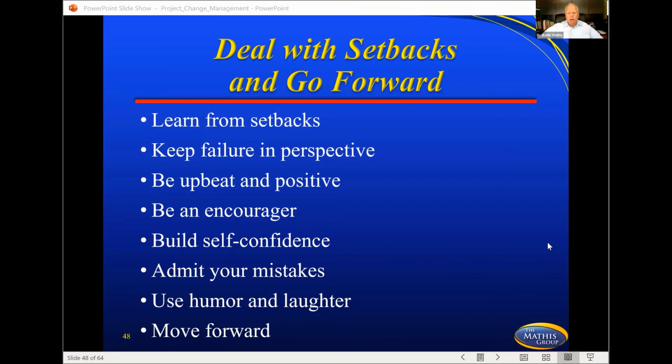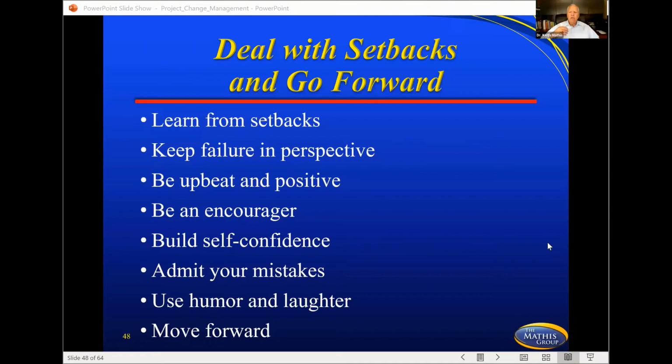So number one, learn from the setback. The reason you're a good project manager today is because something happened in the past and you learned from it. Keep failure in perspective. Nobody's perfect. There's no silver bullet for project management. Everybody struggles with something in project management. And so be as upbeat, be as positive as you can be about the project, be an encourager to your team, because a lot of times things look pretty bleak when you're trying to run projects or trying to deal with cantankerous people.